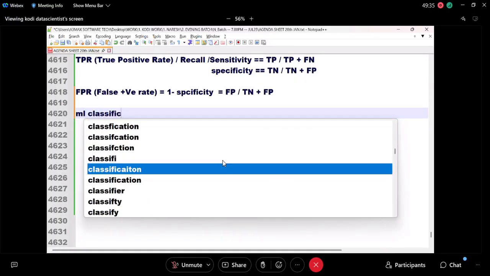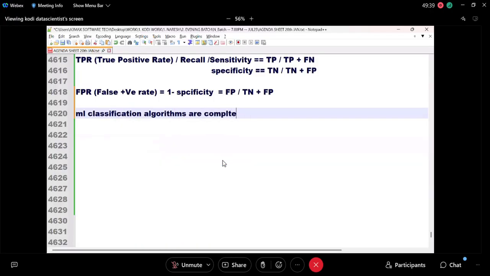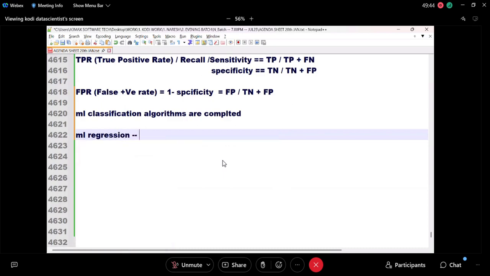ML classification algorithms are completed. So ML regressions we completed. What are those? SLR, MLR. It's already completed the project. Which project? The KNN part. Yes, Chirag, the one who completed.